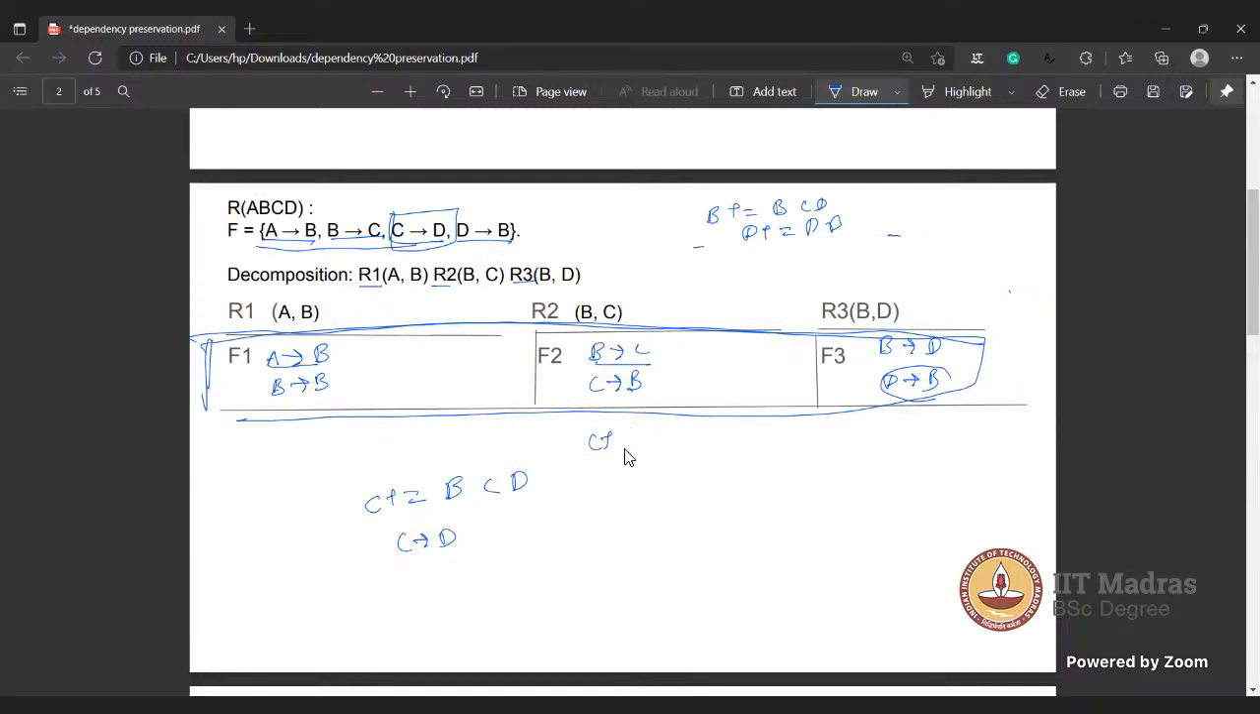B, C, so D, what? Correct. So C determines B. Then from B we will get B determines D. So what will we get? B, D. So you can write C determines D, right? From this.